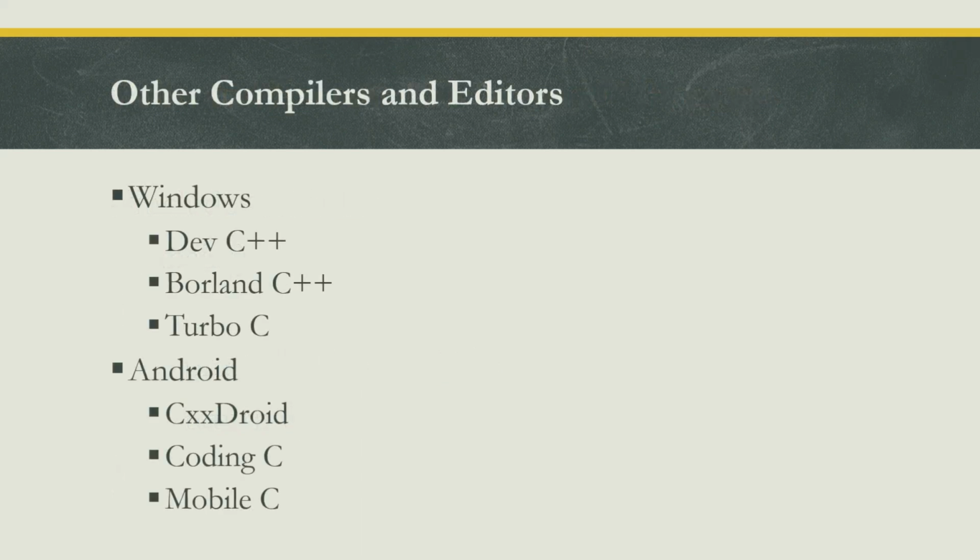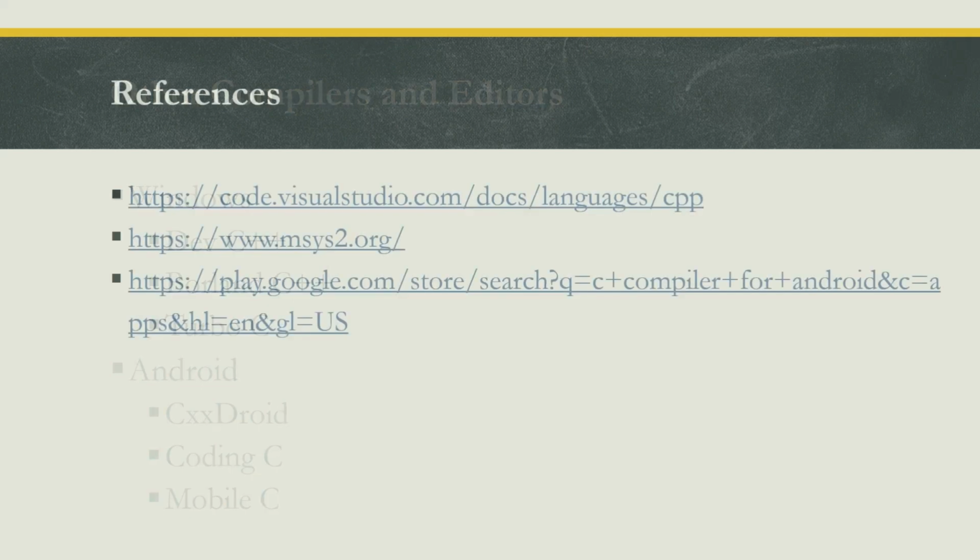And you can see there are so many other compilers and editors available on the internet, as I told you in this lecture. So Dev C++, Borland C++, Turbo C, some of the Windows compilers, and you can find some Android applications which will compile your C program. CXX Droid, Coding C, Mobile C. Okay, I have used this Visual Studio Code because it is so much user friendly compared to these compilers. So that's all about this lecture.